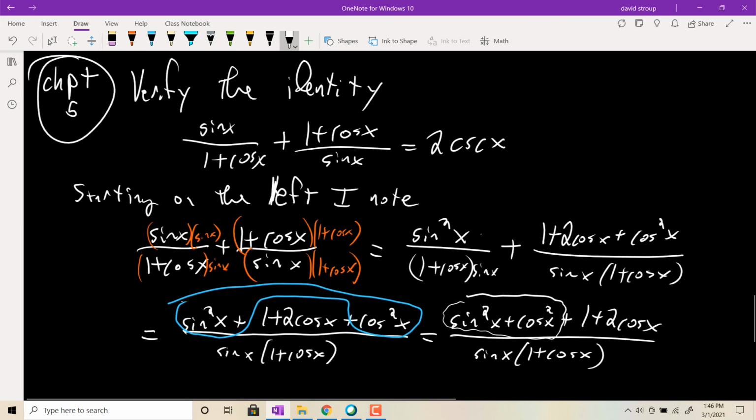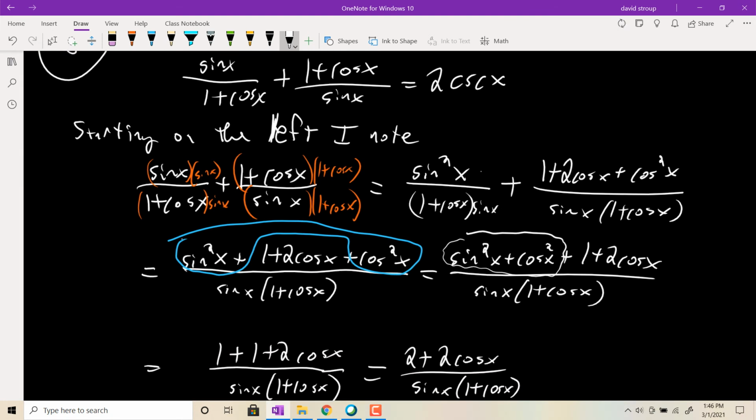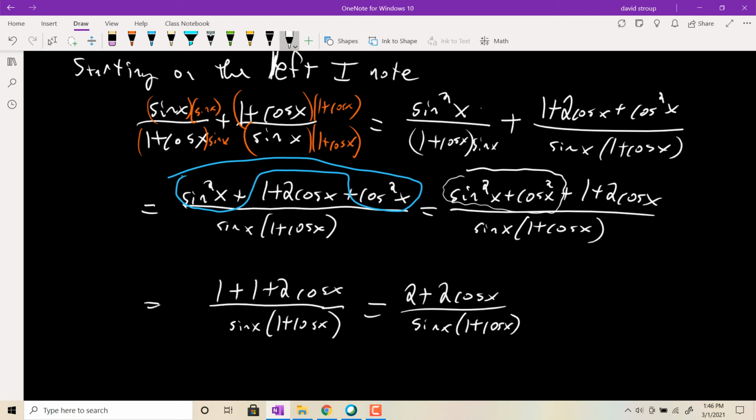Keep in mind where you're headed. We want to get a cosecant out, which is 1 over sine. And I think we can get a cancellation, because in the numerator, 2 plus 2 cosine x is basically just a multiple of 1 plus cosine x. You just factor out the 2, and you see there's a nice cancellation.